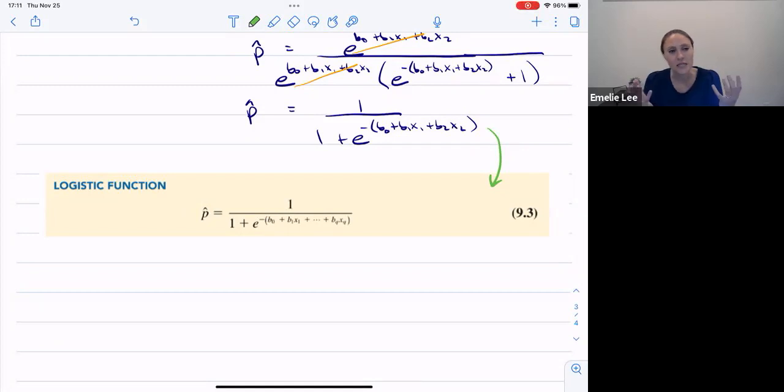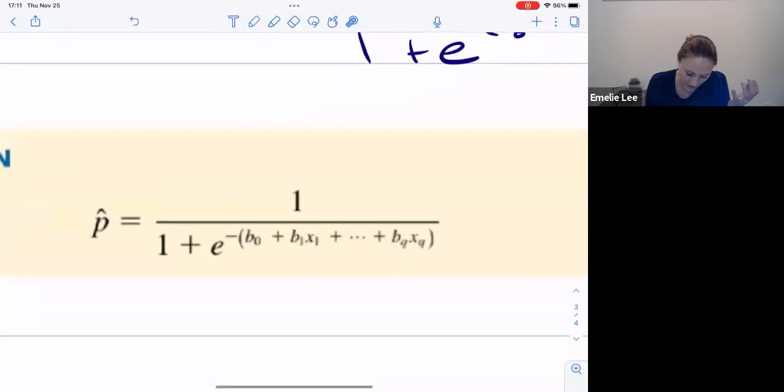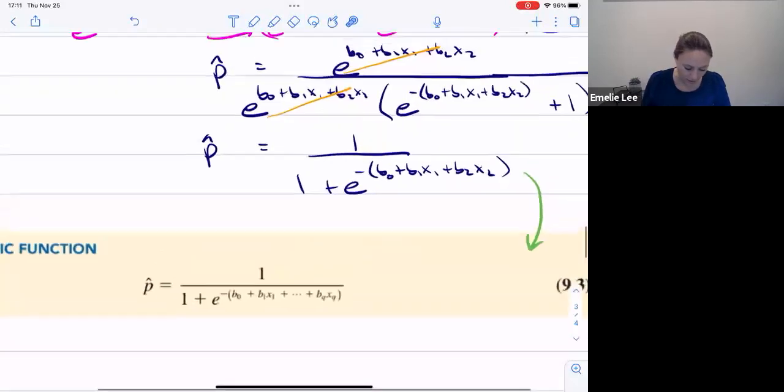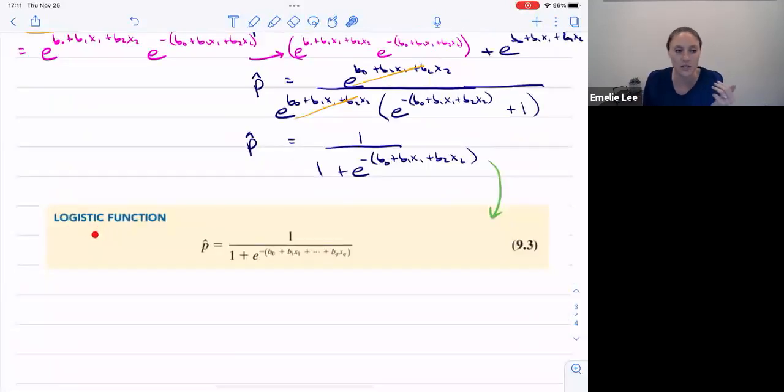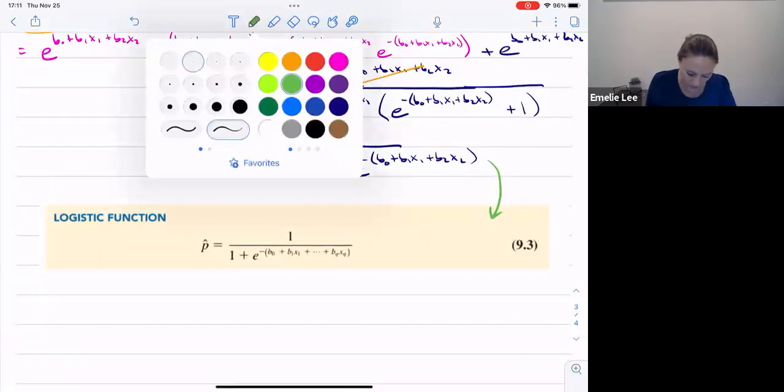And of course, it extends to, we didn't really do anything, I just copied and pasted the linear model. So it doesn't matter how big it is. I just wanted to have 2 x's for simplicity's sake. But of course, it extends to q x's if you want to. So now we have this logistic function, and the logistic function is what gives us our predicted values.